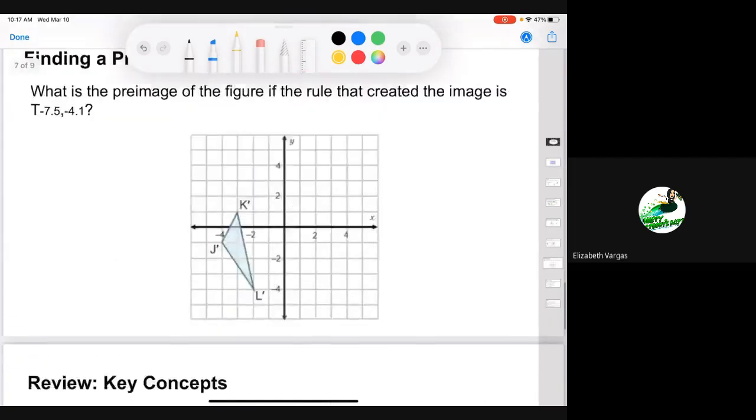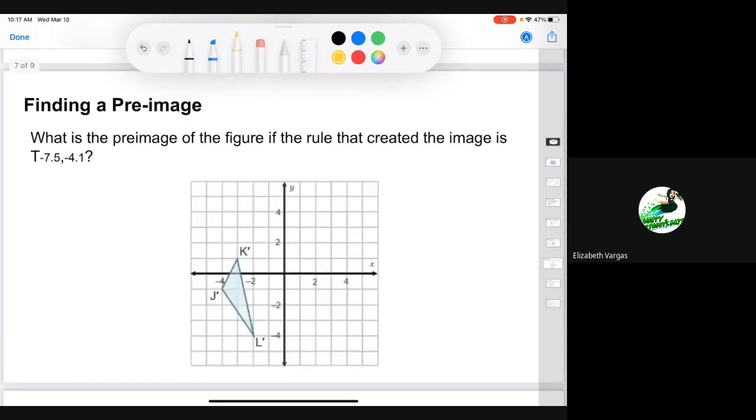Okay? All right. And then lastly, we might have a question that looks like the one we saw with our other reflection. And this one tells us to find the pre-image. So we want to work backwards, right? So this is our image. We want to find where our pre-image was originally located. Well, let's go ahead and identify the points of these vertices. So J prime is located at -4 and -1. K prime is located at -3 and 1. And L prime is located at -2 and -4.